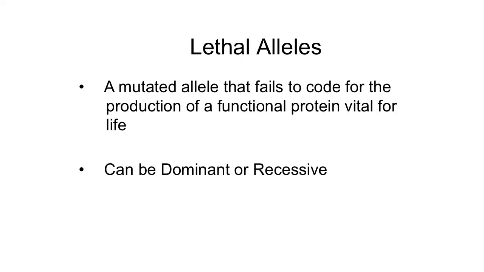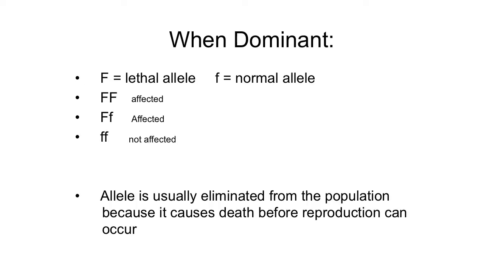Lethal means it can kill you. So the reason lethal alleles are lethal is because there is a mutated allele that does not properly code for a protein. So it codes for a non-functional protein, and proteins are really important for the body to do important body things. Lethal alleles can either be dominant or recessive. Of course, if they're dominant, it's a much larger problem, because you only need one allele for it to be considered lethal. You can see that here.